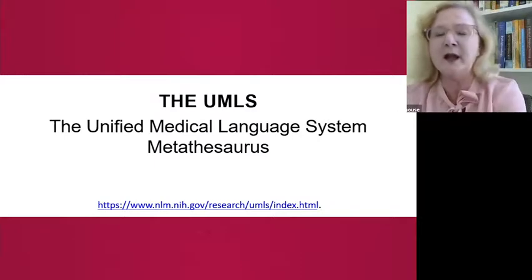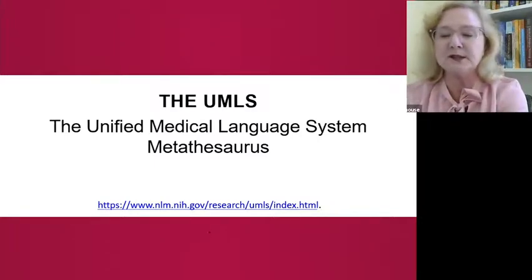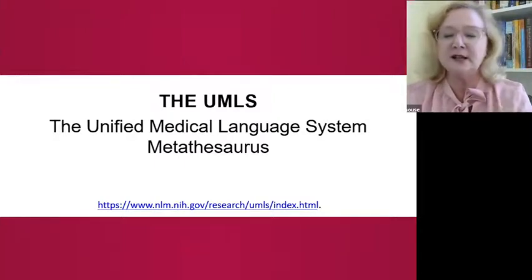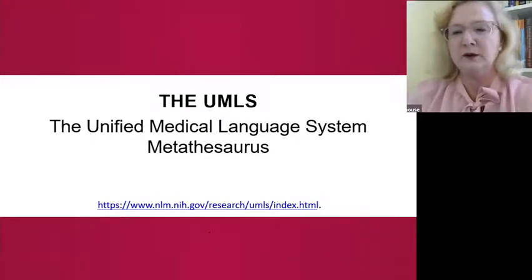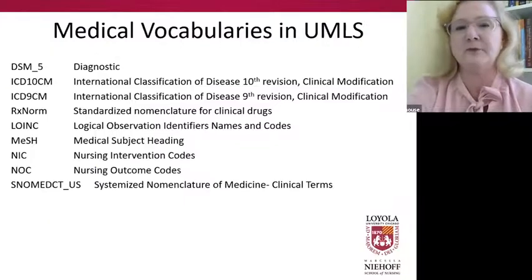And the Unified Medical Language System, or UMLS, Metathesaurus is a repository for dictionaries and classification systems of health-related and biomedical information. It takes these independent taxonomies and links them by concept. So I'm going to give you a little bit of an example here.